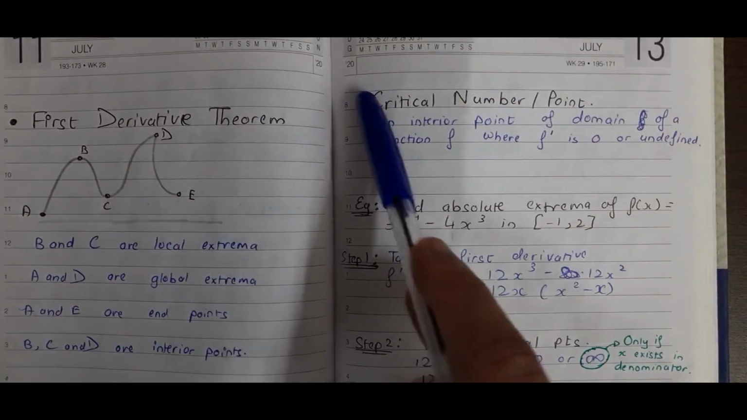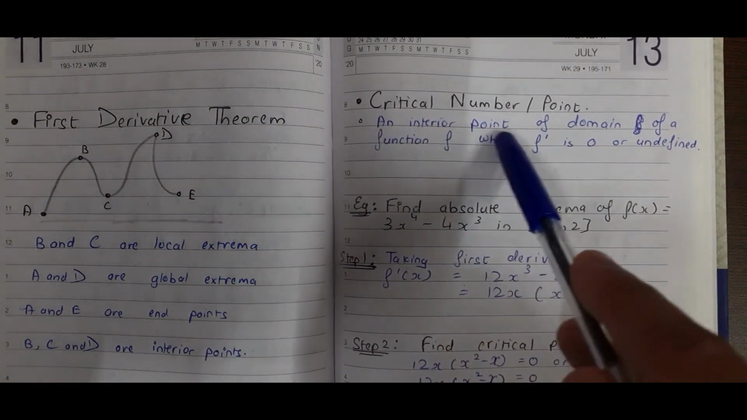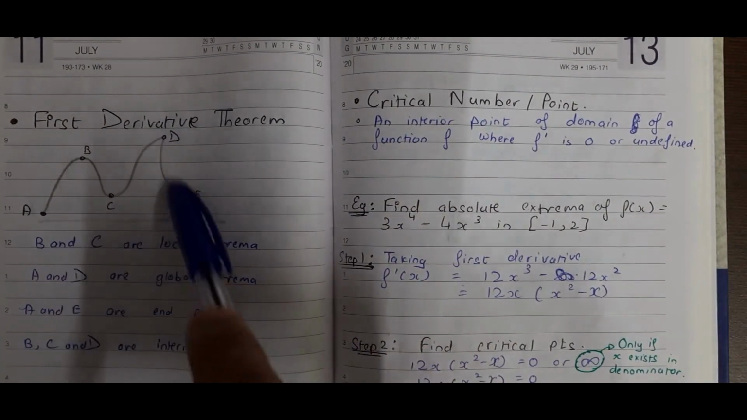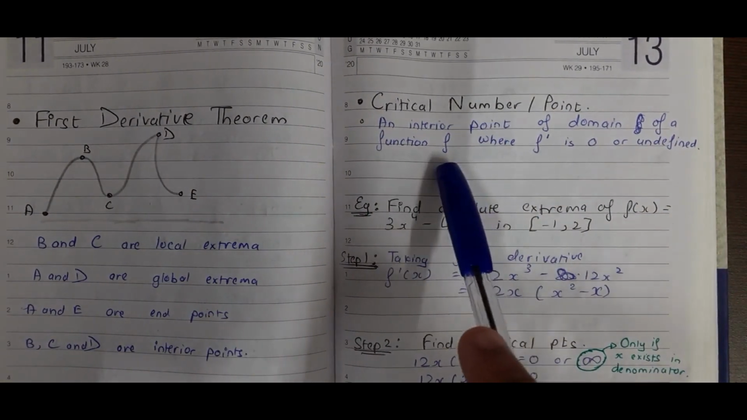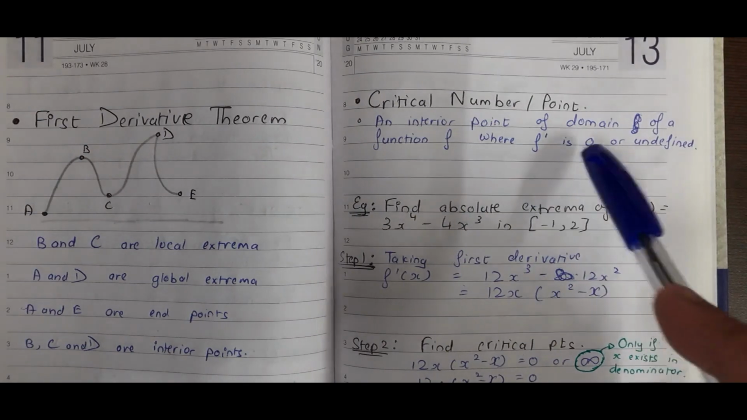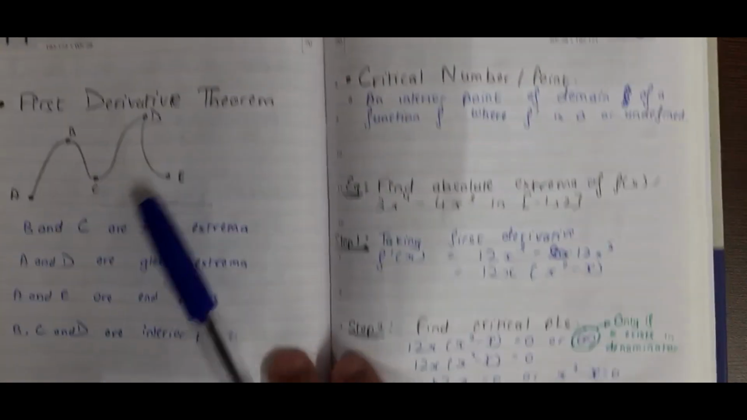Then here you have the critical number or critical point. A critical point is an interior point of a domain. It lies inside the domain, that's important to note. It is an interior point of the domain of a function f where the first derivative of f is 0 or undefined. So over here 0 or infinity, either will work.